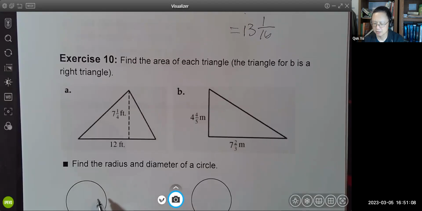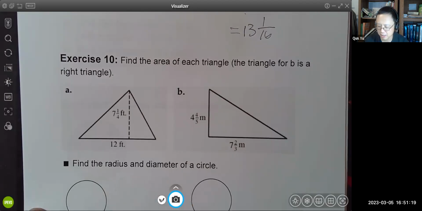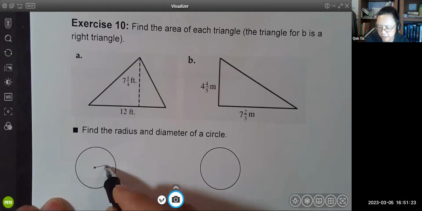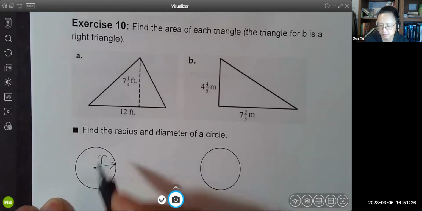Now the last, I think this is the last objective, maybe second to the last. And we're going to work with circles. First, what is the radius? What is the diameter? Radius is the distance from the center of the circle to the edge. This is called the radius.